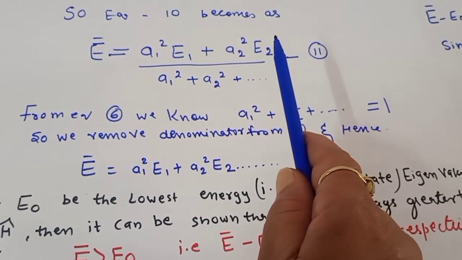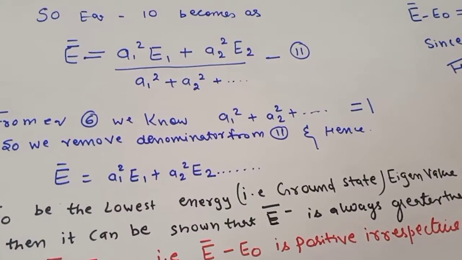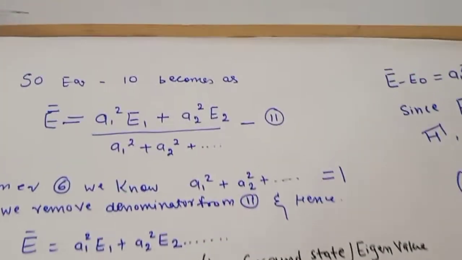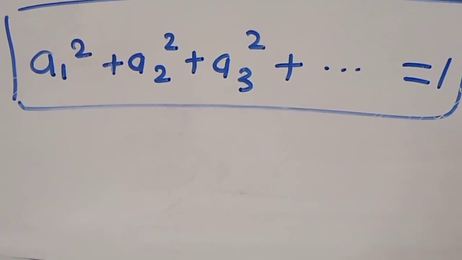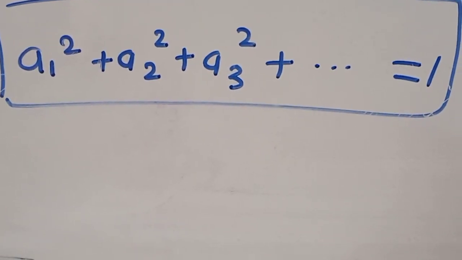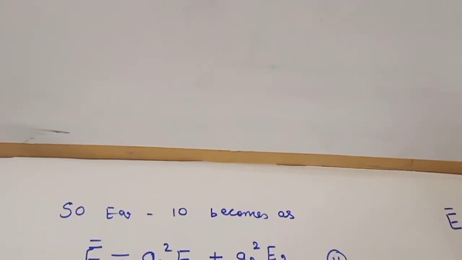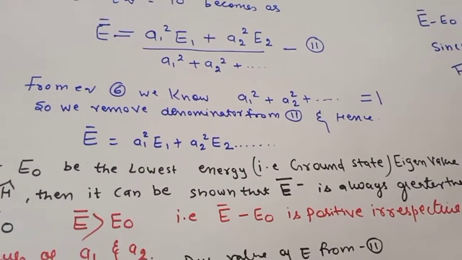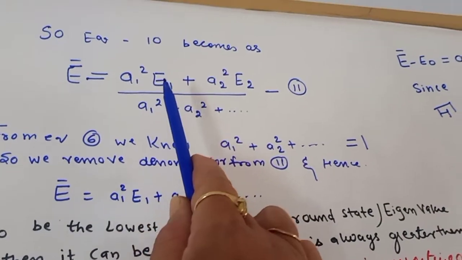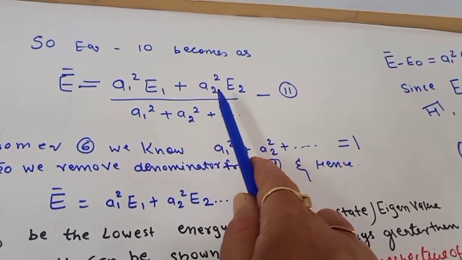So now we know this from equation number 6. What was our equation number 6? Equation number 6 was a1 square plus a2 square plus a3 square equals 1. Here we will take this up to a2 only. So what we will write, in the place of a1 square plus a2 square, we will put 1.